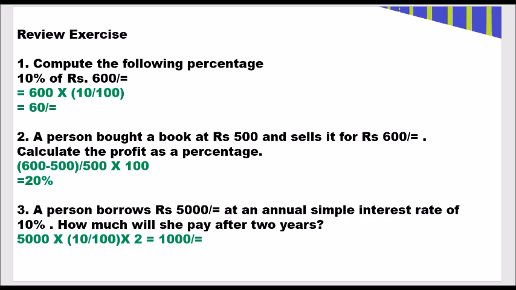You have to calculate the interest for 1 year. Then you know 5,000 multiplied by 10 over 100 multiplied by the number of years. The duration of the loan is 2 years. Therefore, that answer is multiplied by 2. The final answer is 1,000 rupees.